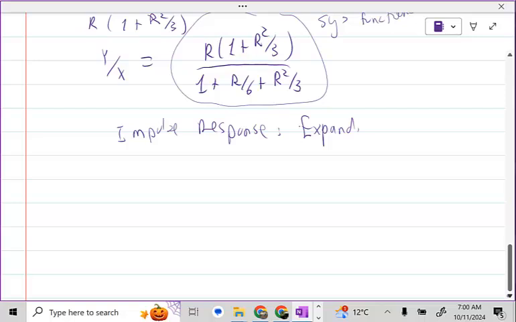And to expand, first of all, you should do long division. All right? Or that's one way to do it. So if I want to, I should reduce this so that the order of the numerator is less than the order of the denominator. So we'll first do long division.